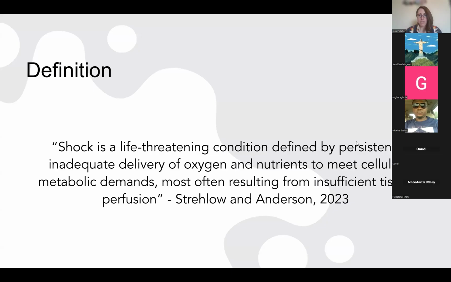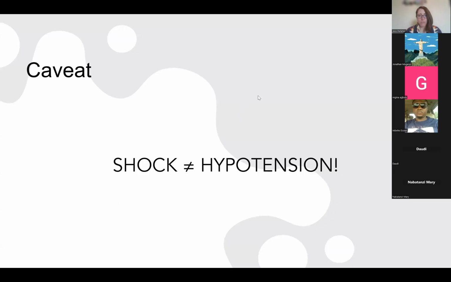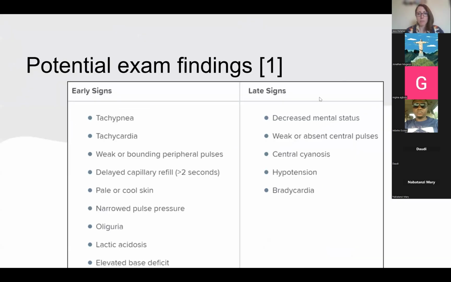Now, shock is a life-threatening condition defined by persistent inadequate delivery of oxygen and nutrients to meet cellular metabolic demands. And that's often from insufficient perfusion. And one thing I want folks to remember today is that shock does not necessarily equal hypotension, right? So a patient may not be hypotensive initially when they present with shock. And so we need to be able to recognize these other signs and symptoms of shock that can present even earlier than low blood pressure so that we get on top of the situation early and gain control.